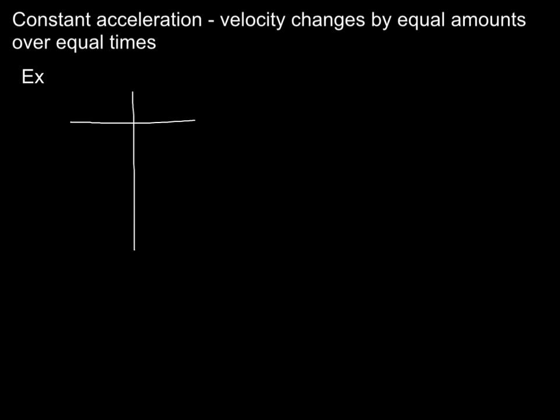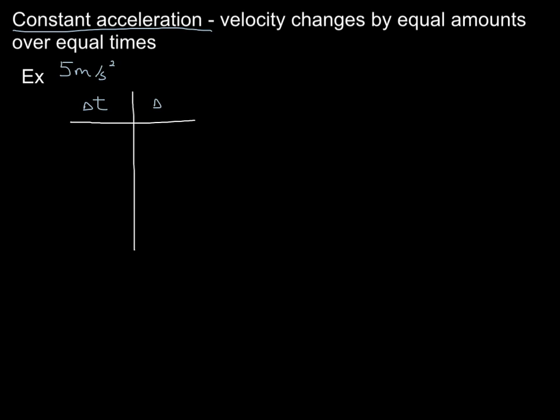Something that we'll talk about a lot is constant acceleration. And constant acceleration says that velocity changes by equal amounts over equal times. So, for example, let's say my acceleration is 5 meters per second squared.